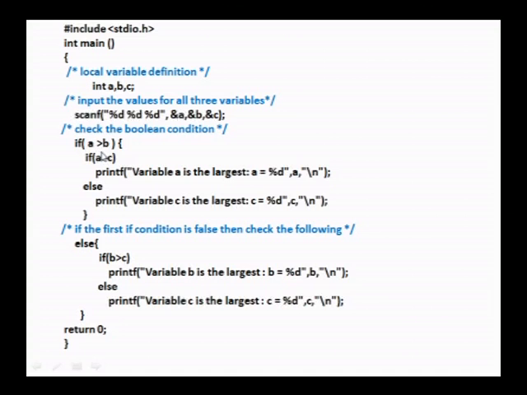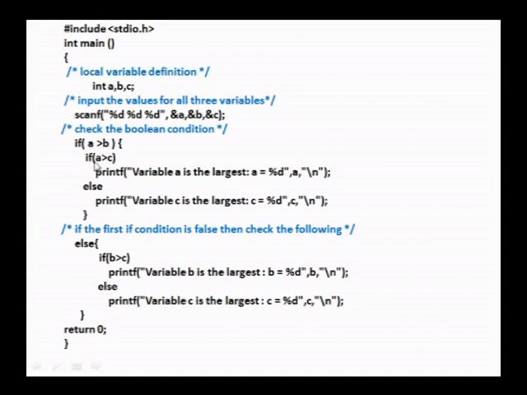If both these conditions are true, that is, a greater than b and a greater than c, then it is obvious that a is the largest element. So the printf stating that variable a is the largest is executed. In case a is greater than b happens to be true, and a greater than c becomes false, then the else code is executed. So variable c becomes the largest element.